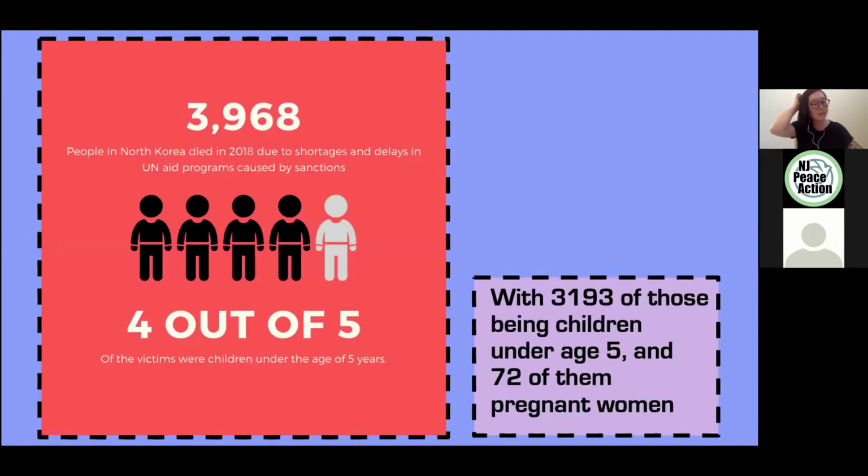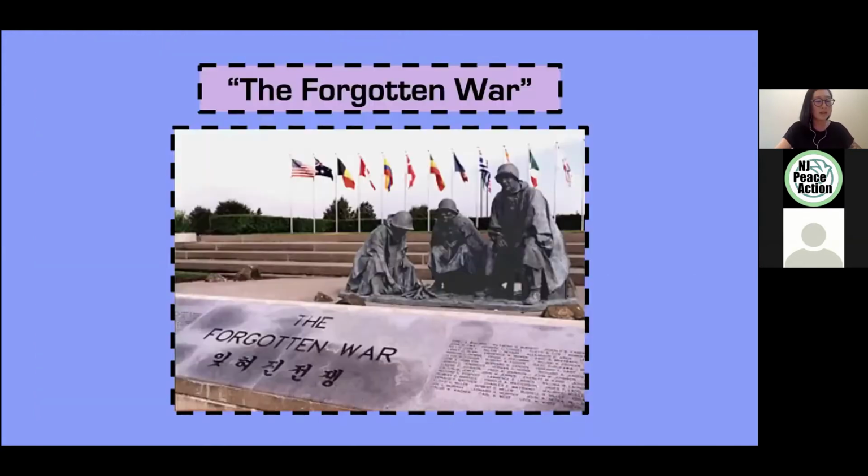And this slide shows us some numbers of people who died in 2018 because of shortages and delays. Of the near 4,000 people, 4 out of 5 were children under the age of 5 years old. And then 72 of them were pregnant women. So these figures highlight that sanctions cannot be tools for diplomacy. And of course, everything that I've outlined so far is even further exacerbated during a pandemic, which we can get into in Q&A. And while people living in sanctioned North Korea are reminded of the ongoing war every day, most Americans don't realize that the Korean War never ended. And in the US, it's often called the Forgotten War, which here, this is a memorial in Olympia, Washington. It's carved into stone.